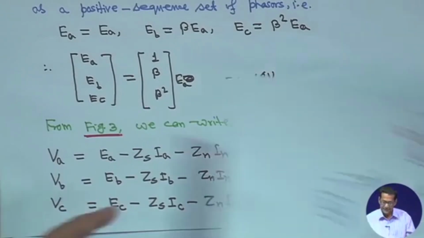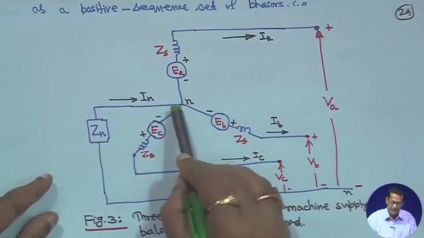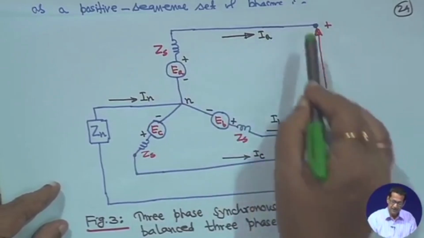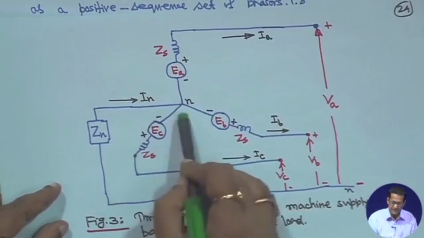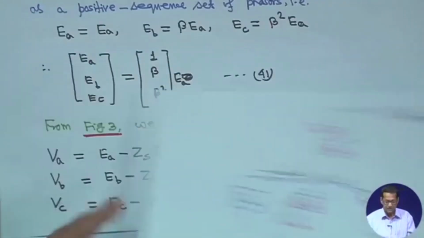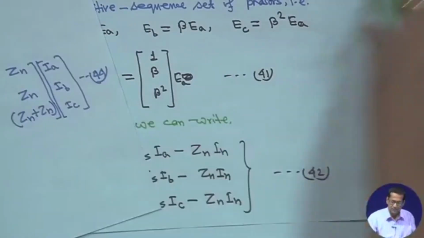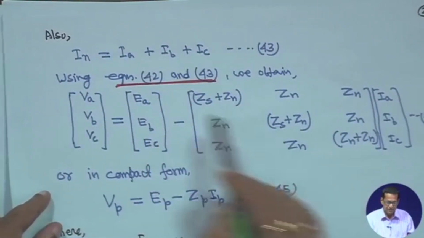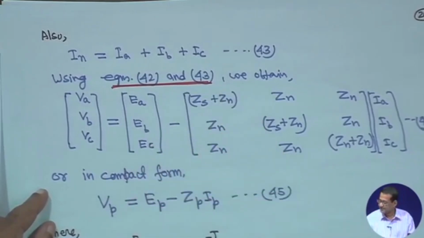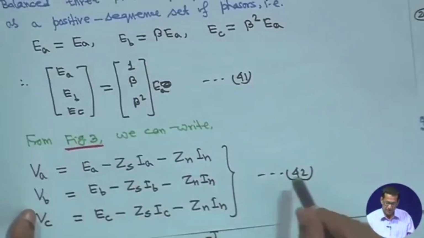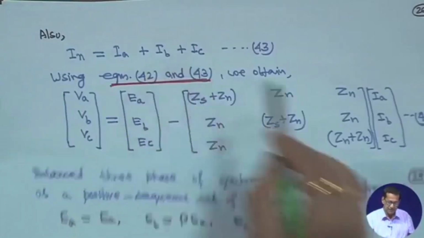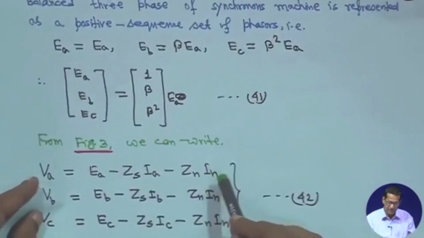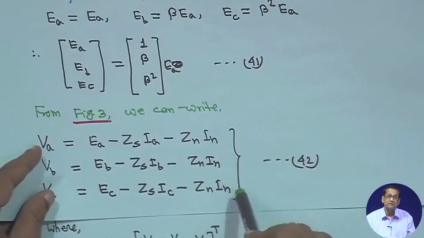Now, another thing is that the current IN is entering here, this direction you have taken, and IA, IB, IC are leaving the terminals. So IN is equal to IA plus IB plus IC. That means the neutral current IN is equal to IA plus IB plus IC. Now, using equations 42 and 43, you substitute this IN into equation 42.